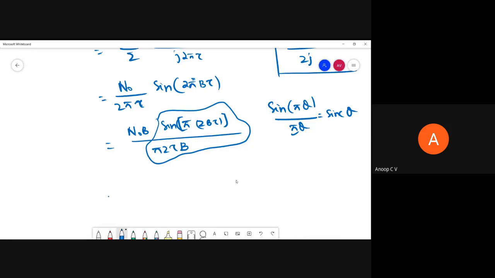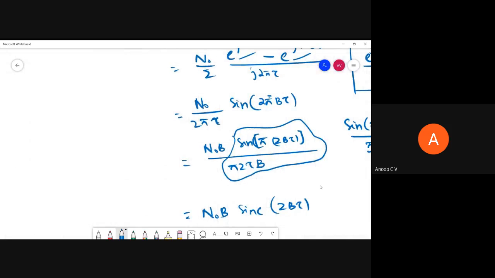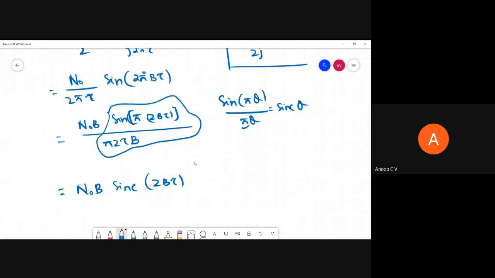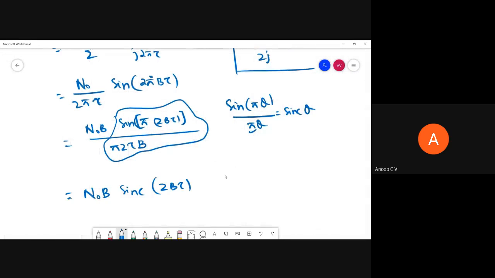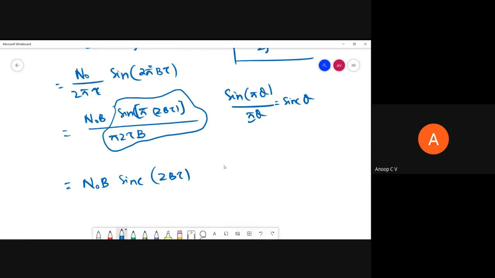So what we have is N naught b sinc of 2b tau. So we can write the autocorrelation function of the output of an ideal low pass filter, when the input is white noise, as N naught b sinc, which I can write as R out of tau or R n of tau. So this is the autocorrelation function.